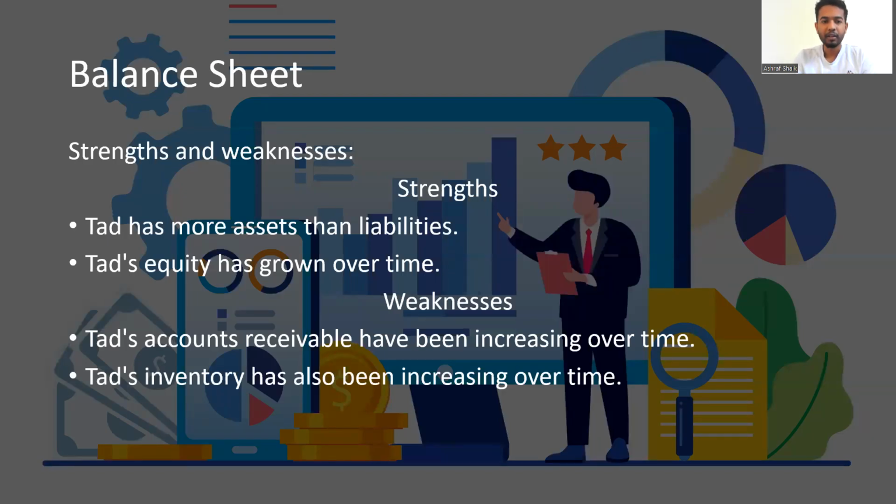So the strengths and weaknesses of TAD's business are: TAD has more assets than liabilities, and TAD's equity has grown over time. The weaknesses are that accounts receivable is high, and TAD's inventory has also been increasing over time.